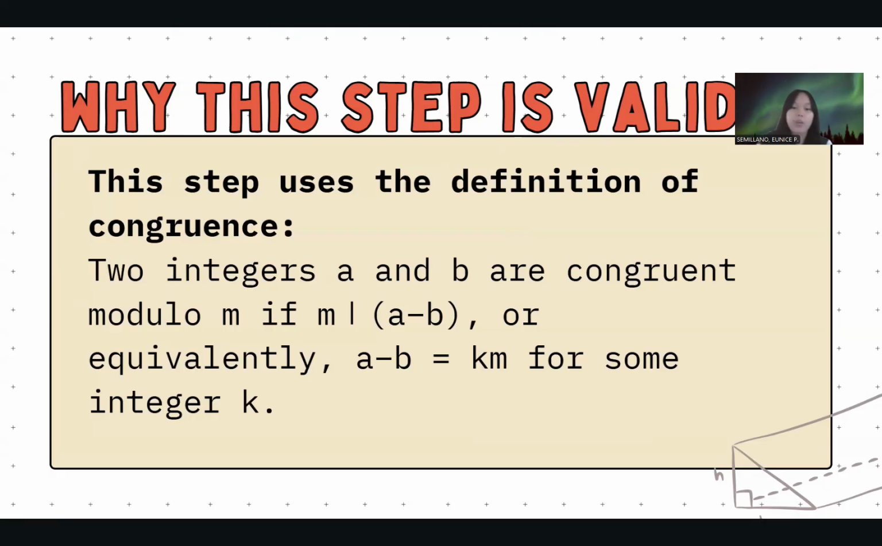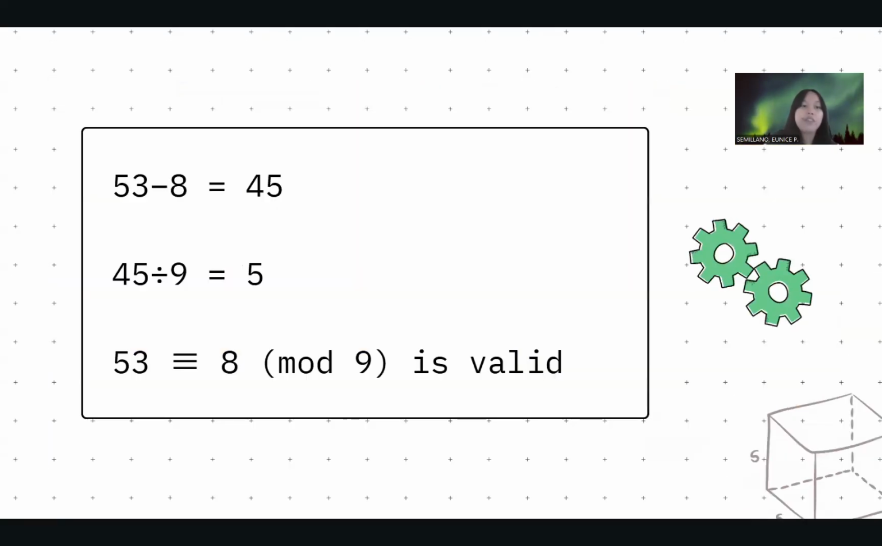integer k. So in our case, 53 minus 8 is equal to 45. And since 45 divided by 9 is equal to 5, we know that 9 divides the difference. So 53 is congruent to 8 modulo 9 is valid. This allows us to replace 53 with 8 in any expression as long as we're working modulo 9. Got it?